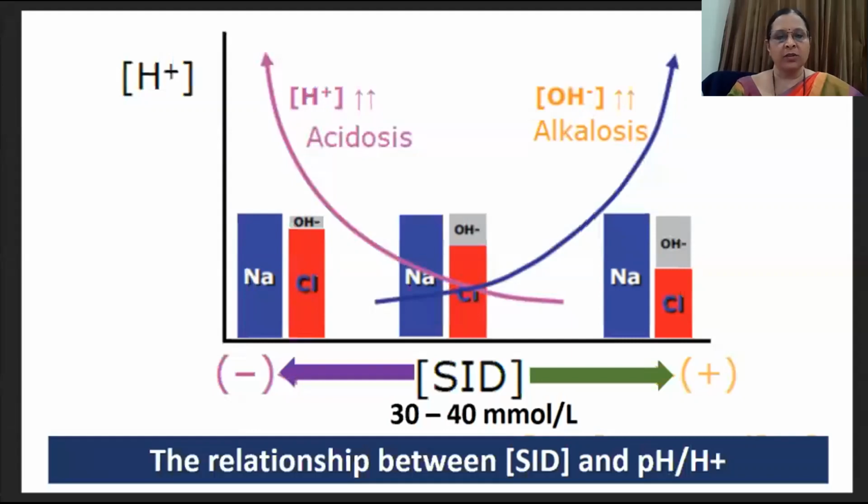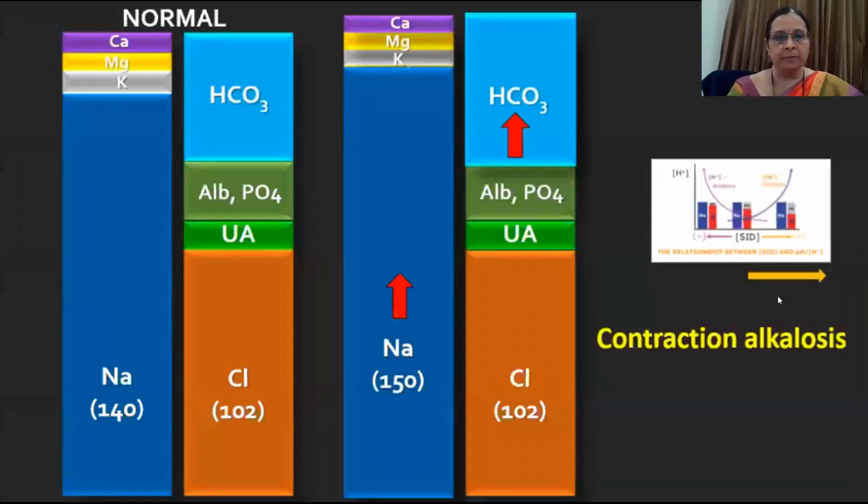So the strong ion difference, also mentioned as SID, the normal would be 30 to 40 millimoles per liter. As SID decreases, you can see the hydrogen ion concentration increases and there is acidosis. As SID increases, the hydrogen ion concentration decreases, or hydroxyl ions are going to increase, and the pH is going to increase. So SID decrease, pH decrease, and acidosis. SID increase, pH increase, and that is alkalosis. Something for you to remember.